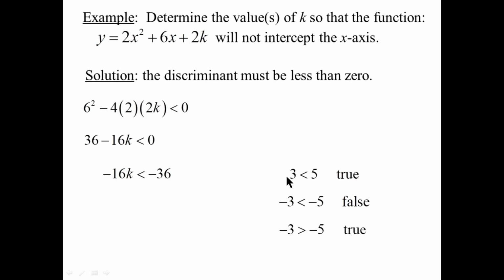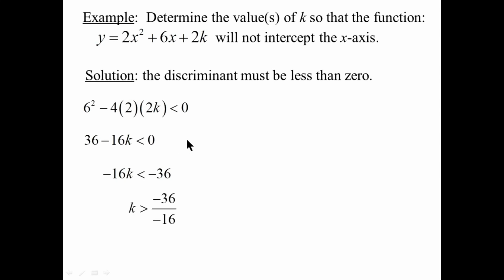So, moral of the story, multiply both sides of an inequality by a negative number, and you have to turn the inequality around. Now that's what we're going to do here. We're going to divide both sides by negative 16 and turn this inequality around. Simplifying the right side, k is greater than 9/4.